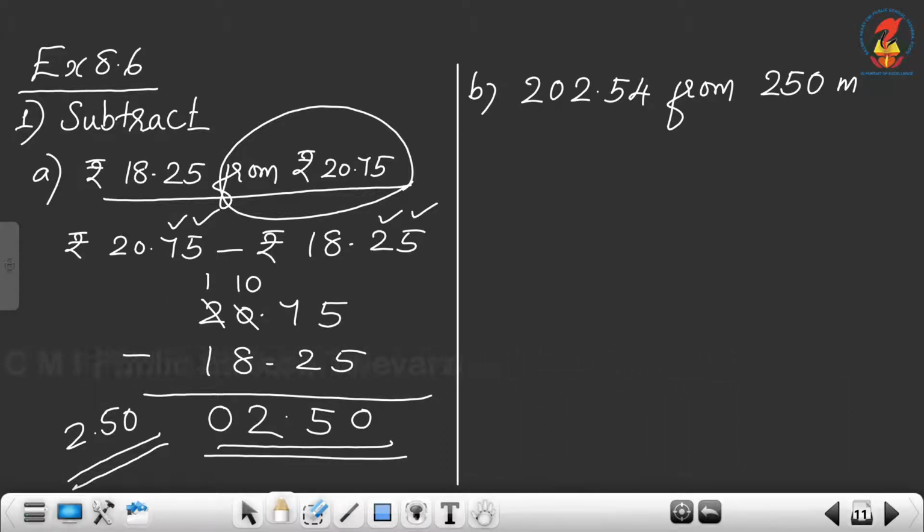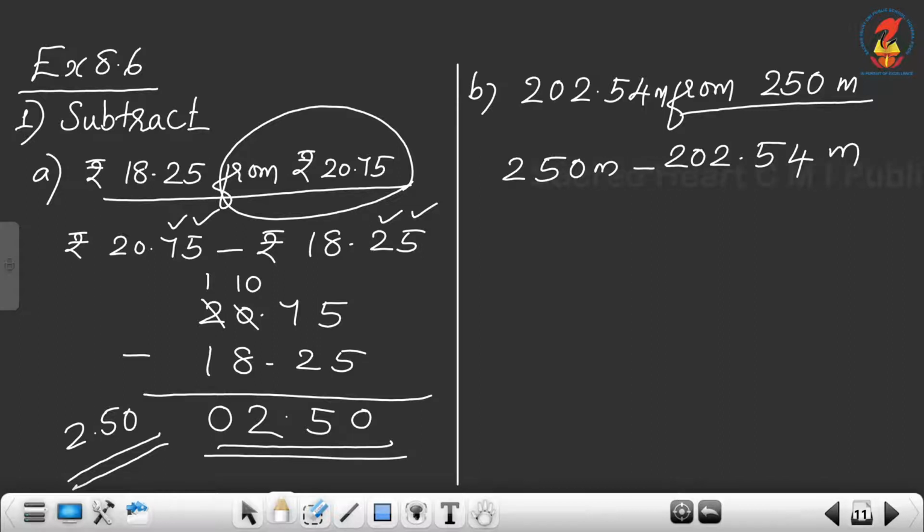Subtract 202.54 meters from 250 meters. So from 250 meters you have to subtract 202.54. We write 250 meters minus 202.54 meters. Now look at the decimal places. 250 is a whole number, so we have to express 250 as a decimal number.